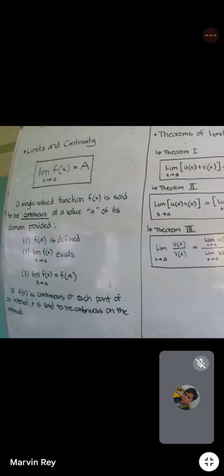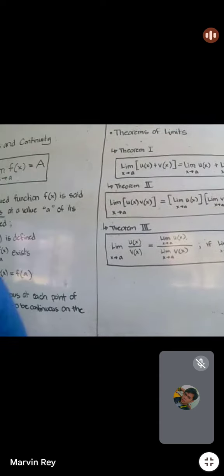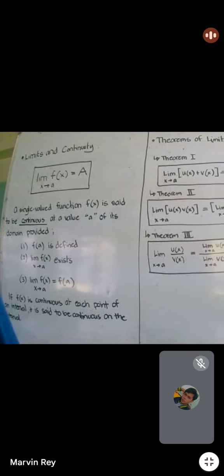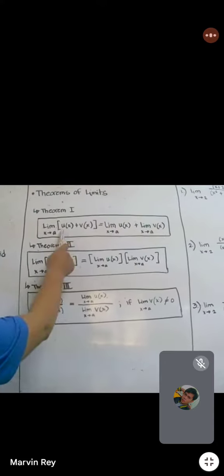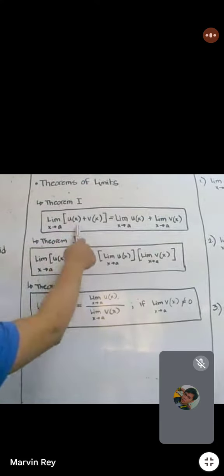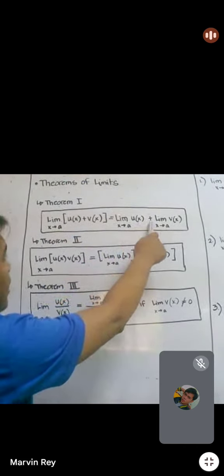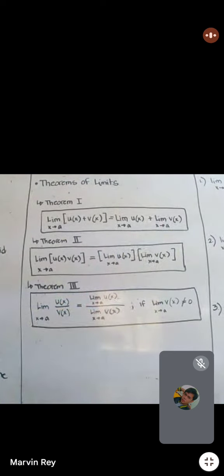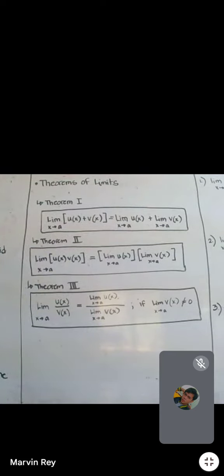There are also three theorems of limits. The first theorem is for the summation. It says that the limit of the sum of two or more functions is equal to the sum of their limits. For example, the limit of u of x plus v of x is equal to the limit of u of x plus the limit of v of x as x approaches a. So we can simplify it into what?